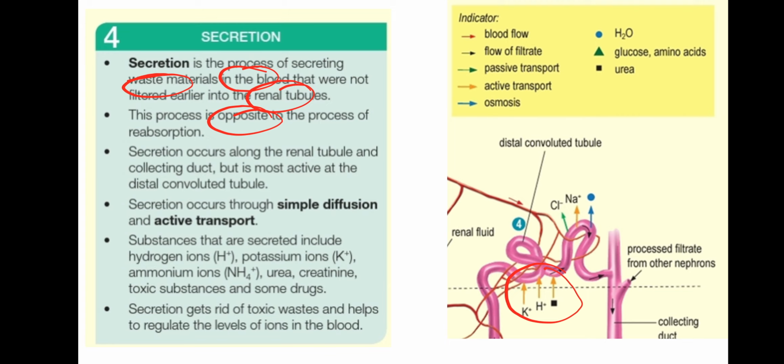Secretion occurs along the renal tubule and the collecting duct, and it happens everywhere along the tubule, just that here it is most active. Secretion occurs through simple diffusion and active transport, and the substances secreted include these, and some drugs. Secretion gets rid of toxic waste and helps to regulate the level of ions in the blood. So that is about secretion.